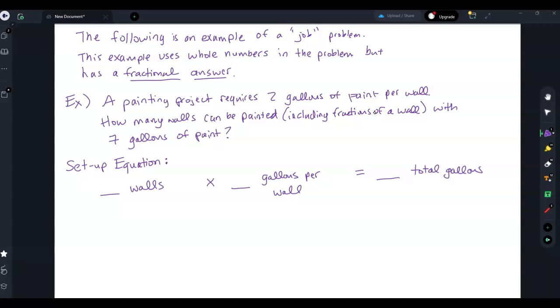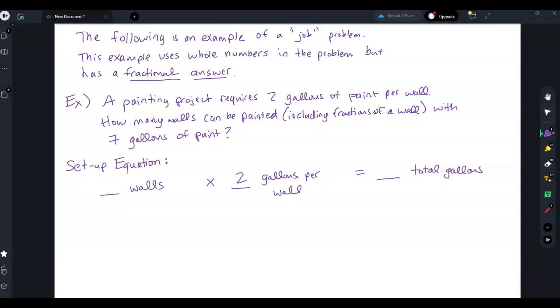And so this is the point where I might introduce it to a student and have the student see if they could kind of fill in the blanks here. So the first number that they gave me in this problem was 2 gallons of paint per wall. So that's gallons per wall. So that would go here. And then the other number they gave me was 7. And so we're trying to find how many walls can be painted with 7 gallons of paint.